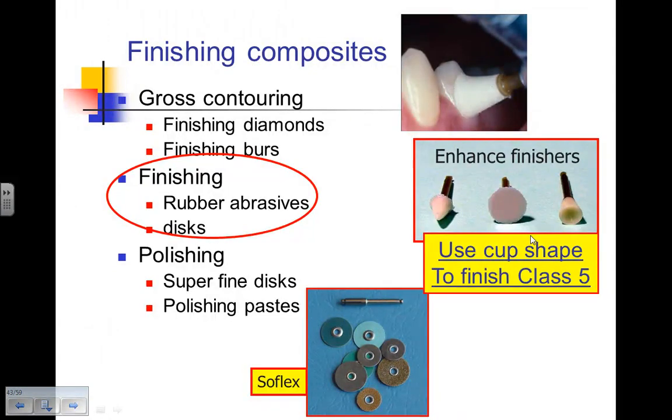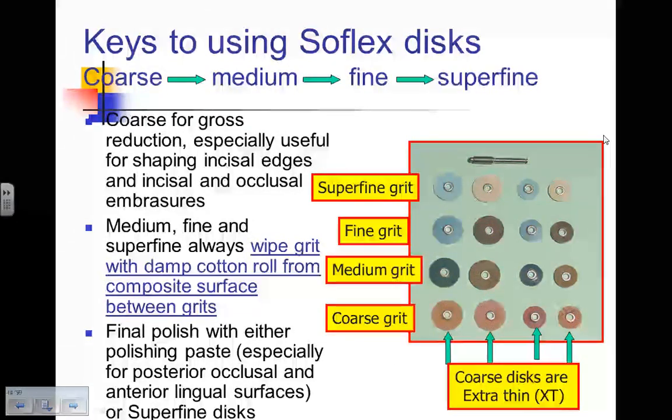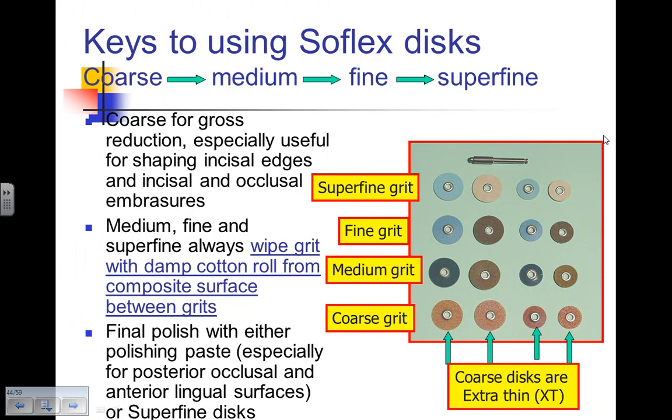We then move to rubberized abrasives, our enhanced finishers. We can use, for the Class 3, the bullet shape, the point shape. A cup shape is used for a Class 5. A disc shape can be used for a Class 4. We then can marginate using our Soflex discs, moving from a coarse to a medium grit. The enhanced polisher will actually give us better finishing, and the disc is excellent for marginating flat surfaces.